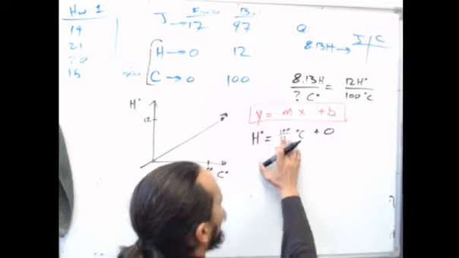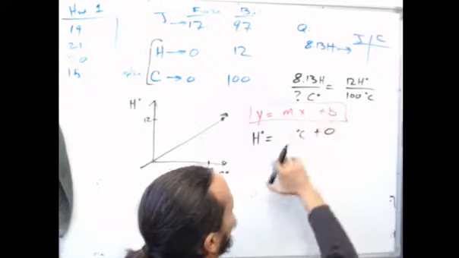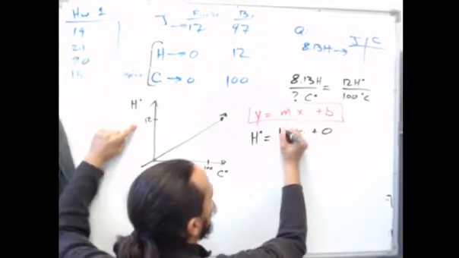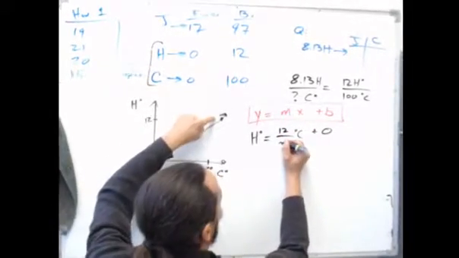Oh, you are so right. I was like, man, I made a mistake someplace because that should match. Rise is 12. Run is 100.